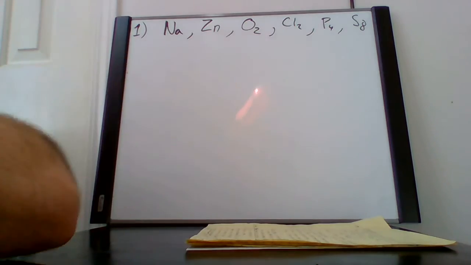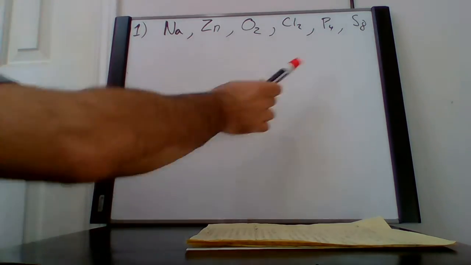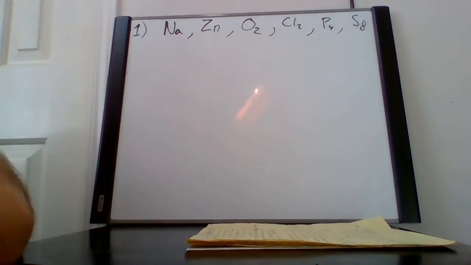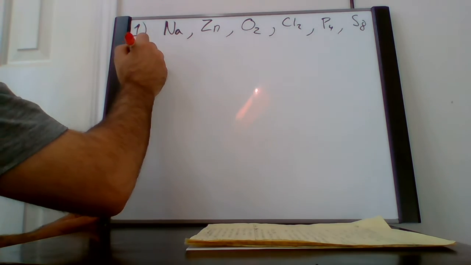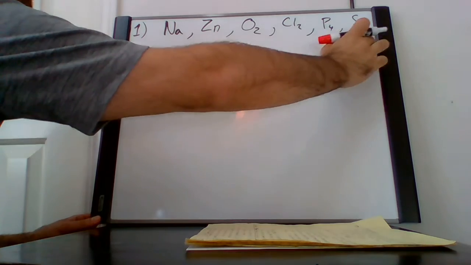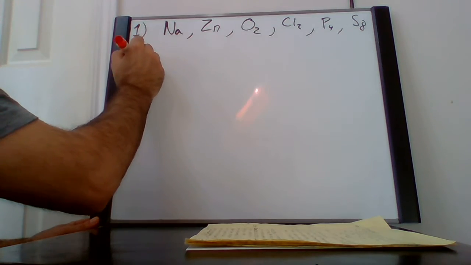We've got those 7 diatomics. I've listed 2 of them here, and then we also have phosphorus 4 and sulfur 8. Just some new ones we want to keep in mind. All of these have oxidation numbers of 0.